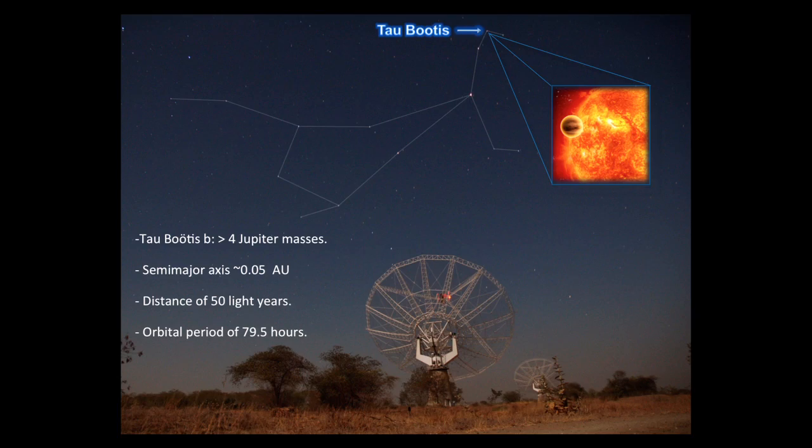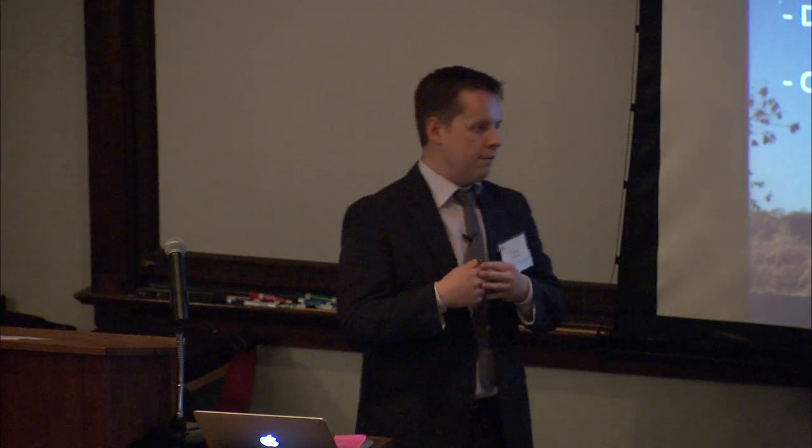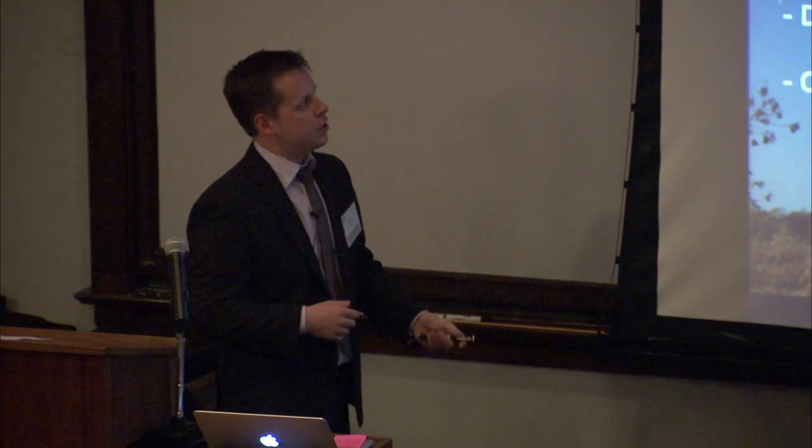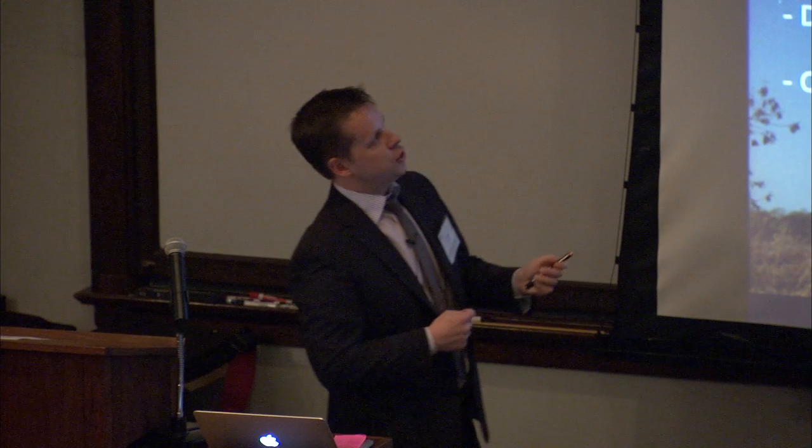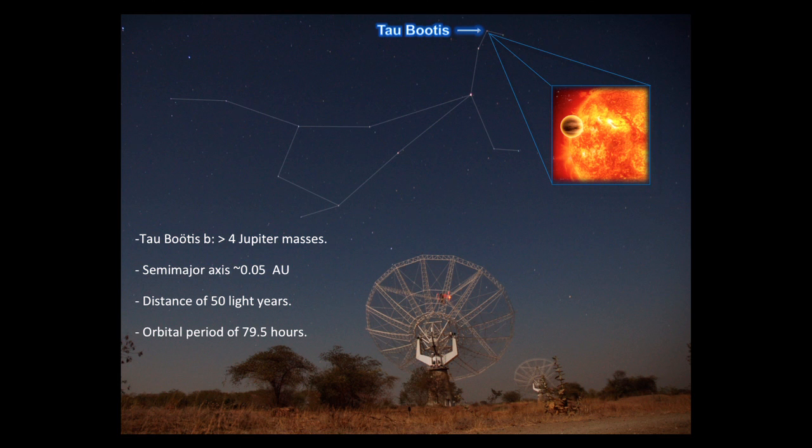And here's one of my own observations, taken with a very large telescope in India called the GMRT, the Giant Metrewave Radio Telescope. We want to go to long wavelengths and low frequencies to detect the emission. And once again, we're looking at a hot Jupiter here. And I've drawn on the constellation just to indicate where this particular star is that hosts this planet. Tau Boötes b is one of the most well-known hot Jupiters.